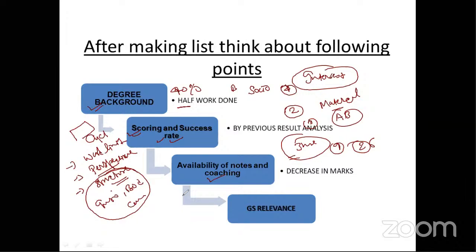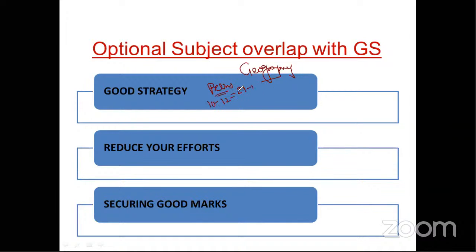Suppose you are choosing geography as an optional subject. Geography will help you in prelims, maybe with current affairs type questions. So obviously 24 to 28 marks will be there. In the mains exam, GS paper 1 has a topic called geography. Out of 250 marks, 80 marks will be from geography. So you will have more of an advantage in scoring good marks in geography.